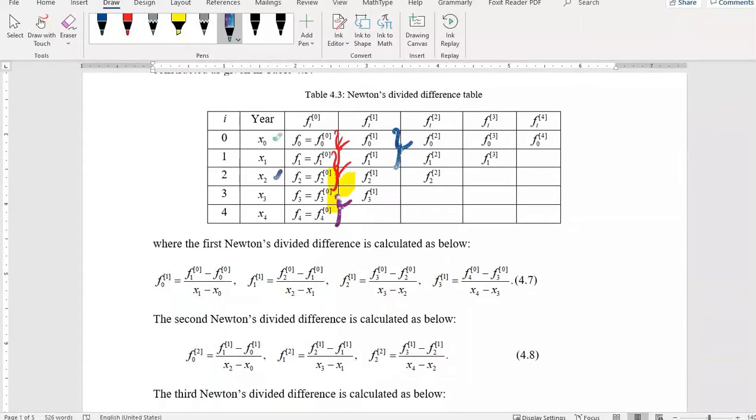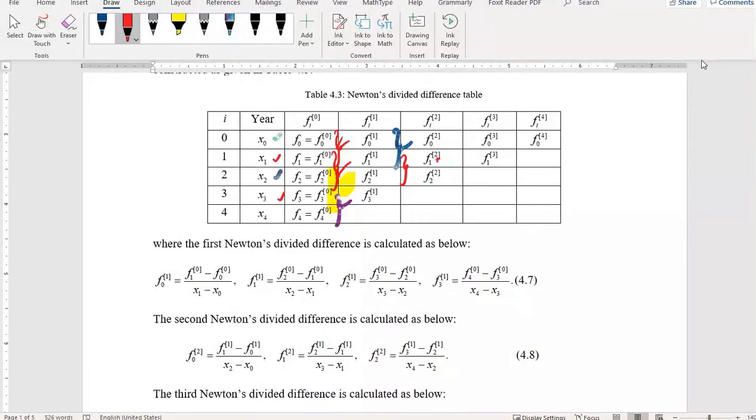F02 is actually F11 minus F01. I read the bottom and then top. F11, F01 minus X2, X0. And then for F12, F12 is dependent on these two. So F21 minus F11. Okay, and then you add up these two. So total is 3. So it will be X3 minus X1.